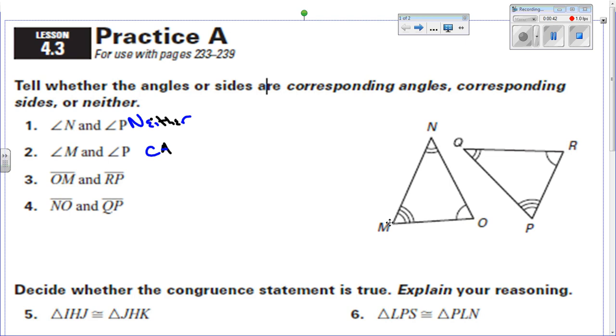LM and RP. So LM is between the 1 arc and the 3 arcs, and RP is between the 1 arc and the 3 arcs. So those would be corresponding sides. NO and QP. NO is the 1 arc and the 2 arcs. QP is 2 arcs and 3 arcs. So that would be neither.